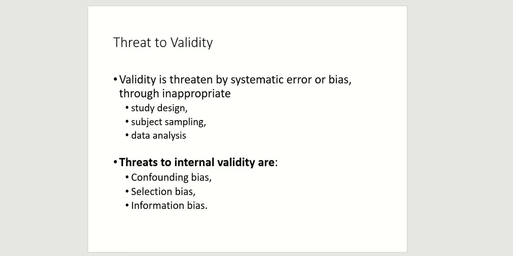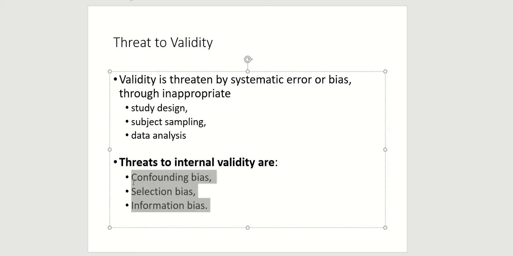So there are threats to validity. Validity is threatened by systematic error or bias through inappropriate study design, subject sampling, data analysis. Threats to internal validity are confounding bias, selection bias, information bias. Typically, these three are the big arms of bias.